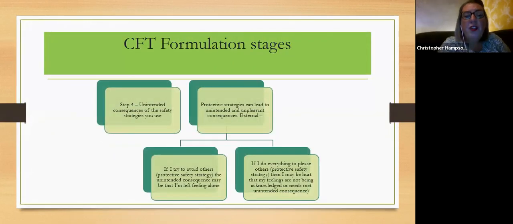So step 4, the unintended consequence of safety strategies. Protective strategies can lead to unintended and unpleasant consequences, external. So if your client tries to avoid others, the unintended consequence may be that I'm left feeling alone. If I do everything to please others, then I may be hurt that my feelings are not being acknowledged or needs met, unintended consequence.